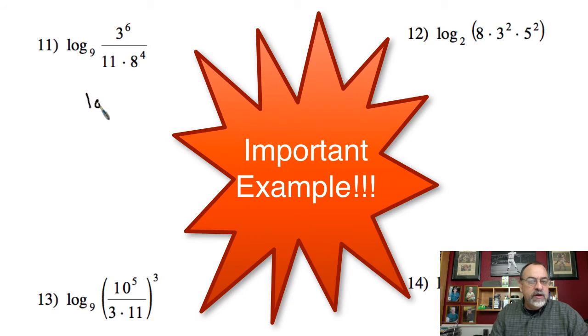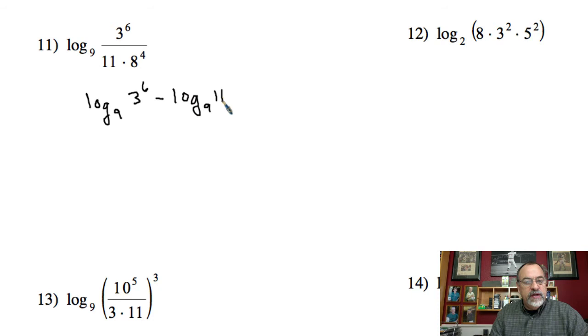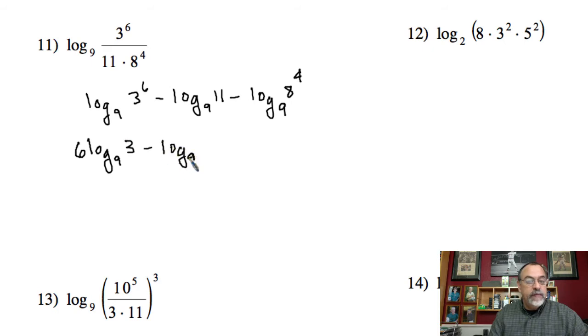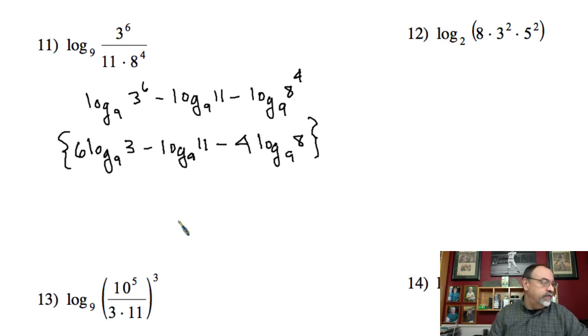So this is going to be log base 9 of 3 to the 6 minus, because it's being divided by, log base 9 of 11, but this 3 to the 6 is also being divided by this 8 to the 4th. This is log base 9 of 8 to the 4th. Okay, so then we can go ahead and put these exponents in front. So this is 6 log base 9 of 3 minus log base 9 of 11 minus this 4 log base 9 of 8. So this would be the expanded version for number 11.